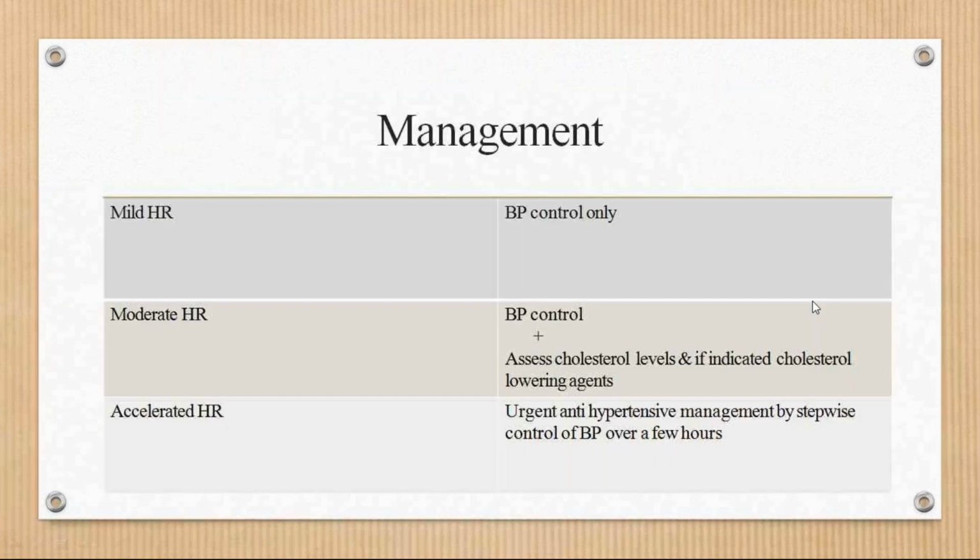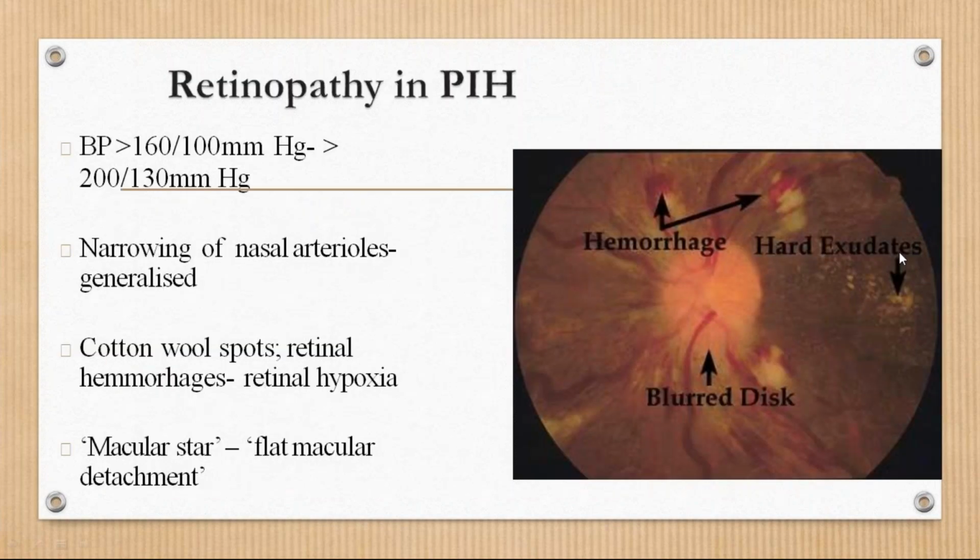So how do you manage a case with hypertensive retinopathy? Mild hypertensive retinopathy, ask the patient to control the BP and come for regular follow-up every 3 or 4 months depending upon the patient's status. In moderate hypertensive retinopathy, along with BP control, you can ask the patient to get their cholesterol levels checked and give some anti-hyperlipidemic drugs. In accelerated hypertension, you give anti-hypertensive management and control of BP, and you also have to admit the patient and get the BP controlled.